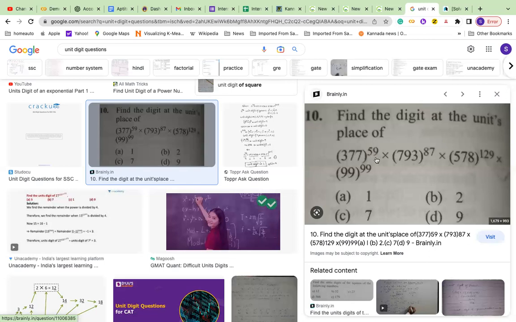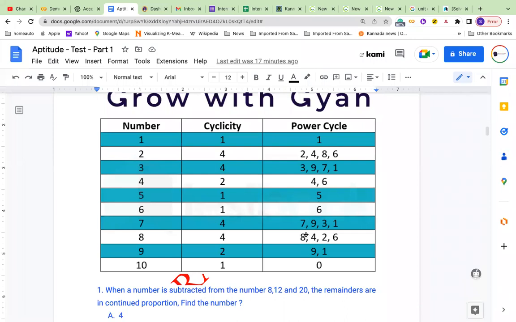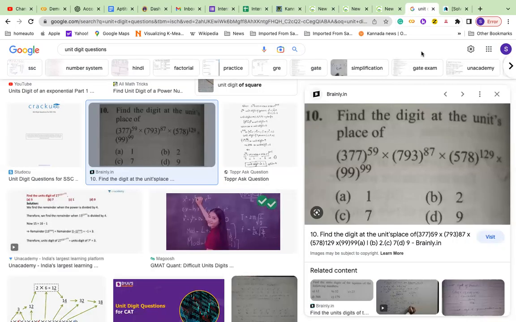So 59 by 4 modulus, what is the result I will get? 3, sir. So what does the 3 mean here? 1, 2, 3. So 3. So what I understood here is that this will result in a unit number 3. Is that clear?